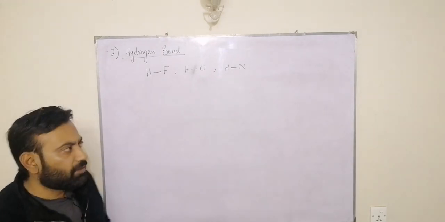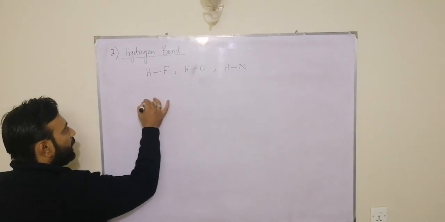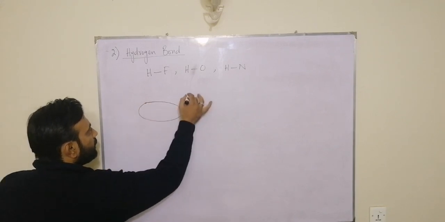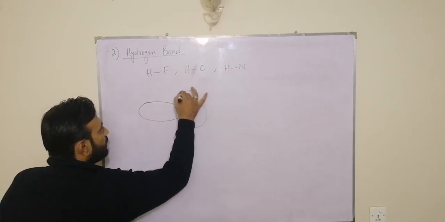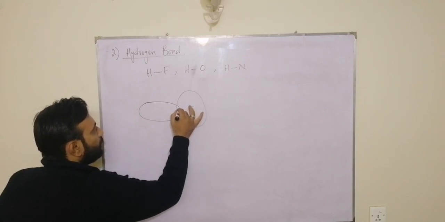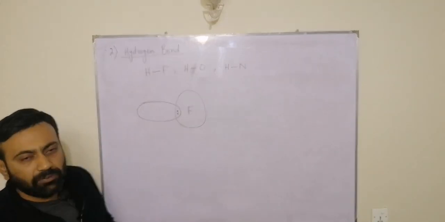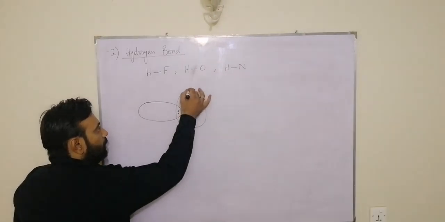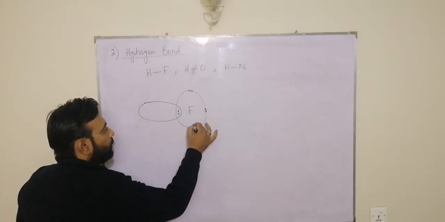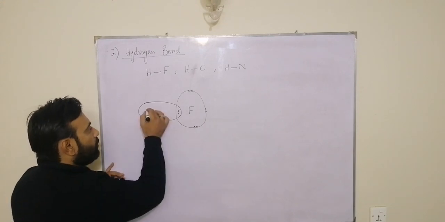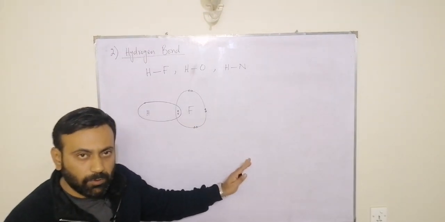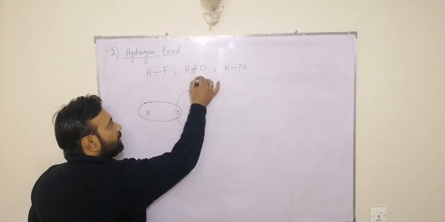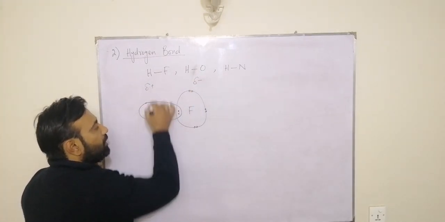Let us take an example of hydrogen fluoride. Now fluorine has a far greater electronegativity than a hydrogen atom. In fact, fluorine's electronegativity is highest among all those elements which form covalent bonds. So yes, this electron pair would be closer to the fluorine atom and farther away from the hydrogen atom. So fluorine will have a partial negative charge, hydrogen will have a partial positive charge.